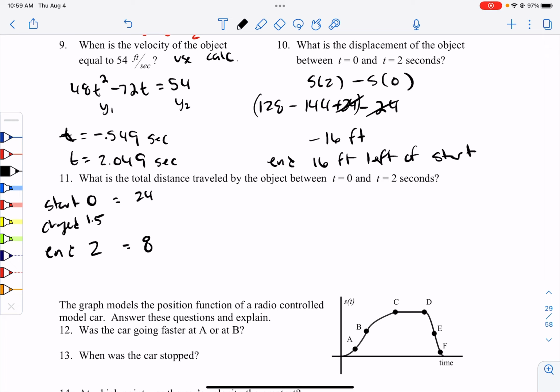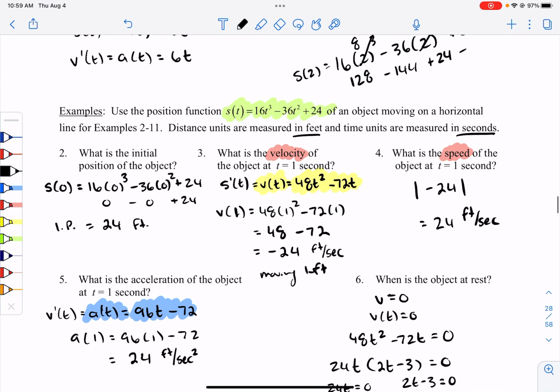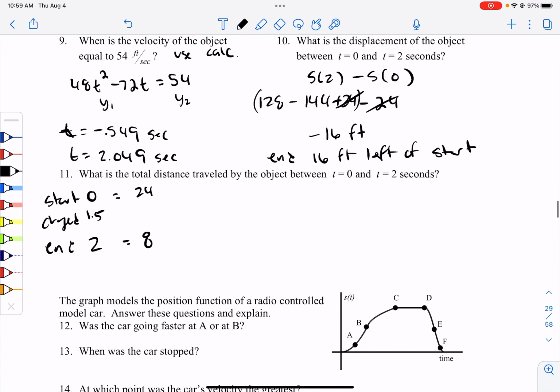So I need to figure out 1.5, where am I in the middle? And again, to plug 3/2 into this function right here is not a nice thing to do without a calculator. So you're going to plug that in your calculator. You're going to plug 1.5 or 3/2 in, and you end up with, sorry, my calculator's being slower, -3. So you start at 24, you travel to -3, and then you travel to 8. So I want to know the distances here.